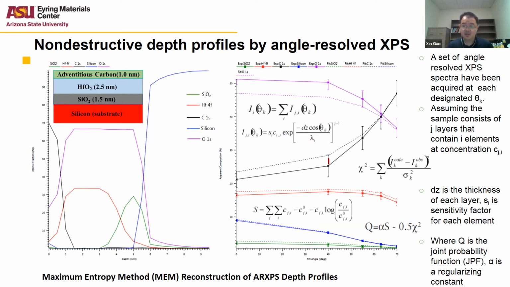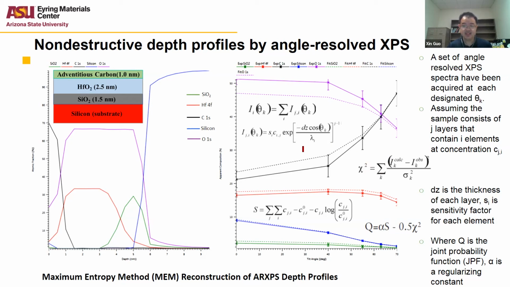In general, we would model the measured angle-resolved XPS data with this equation using the least squares method, minimizing chi-square. But in Supra Plus, a new way is introduced. Here is a new term called entropy, which is a function of the concentration and the related configuration. If we combine the entropy and the chi-square, then in order to minimize the chi-square, we need to maximize the entropy term and maximize the Q value, which is called the joint probability function. With this method, we get a better fit that avoids the profile noise generated by the overfitting of the least squares method.